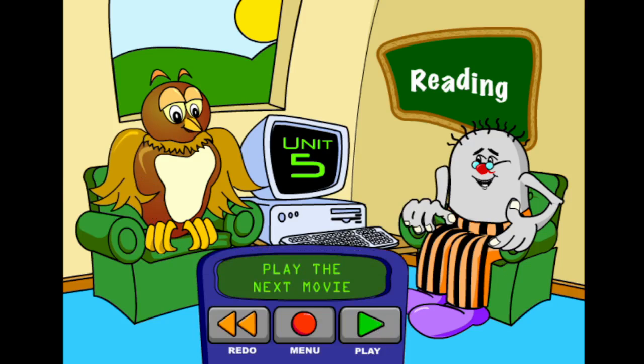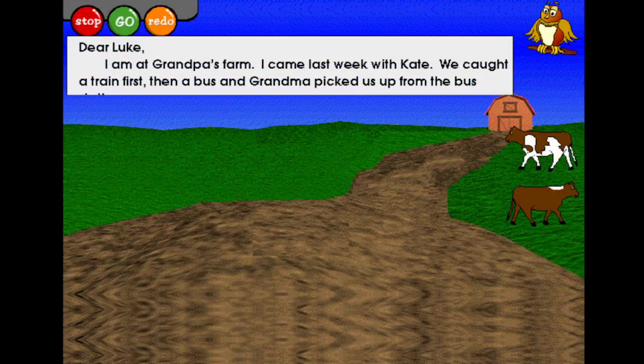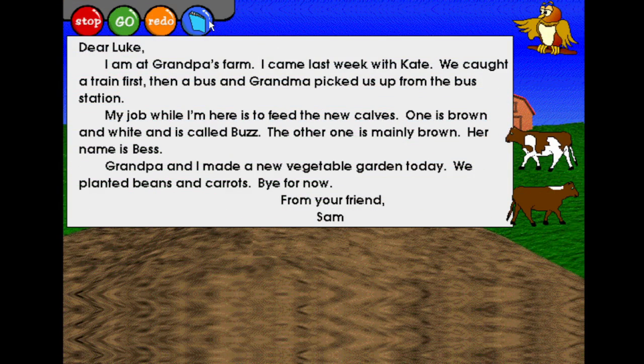Click the rewind. Read this letter, then click on the book so I can read it too. Dear Luke, I am at Grandpa's farm. I came last week with Kate. We caught a train first, then a bus, and Grandma picked us up from the bus station.